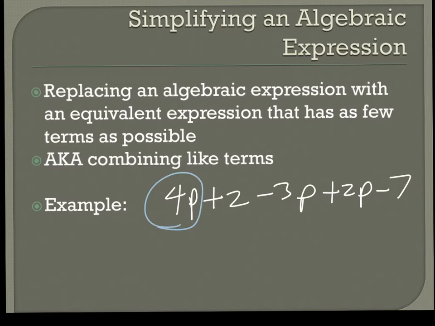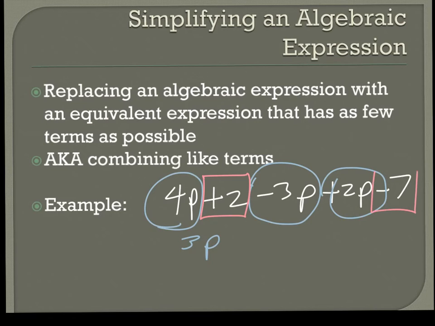In this case, 4p, negative 3p, and 2p. 4p minus 3p is 1p plus 2p. That makes it 3p. And then I could also go through, and this is where I like to use my triangles and my shapes and squares and stuff. I could say 2 and negative 7, they're like terms. 2 minus 7, that's the same as minus 5. And that is simplified. You can't turn this into minus 2p or minus 2 or something like that because there's no p on the 5.